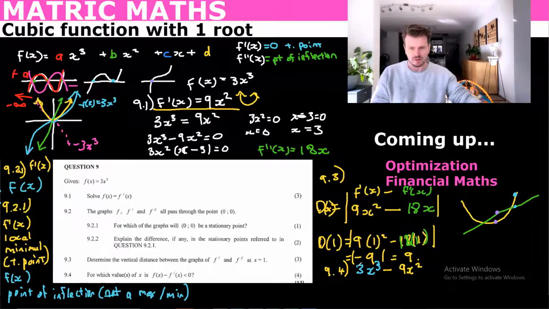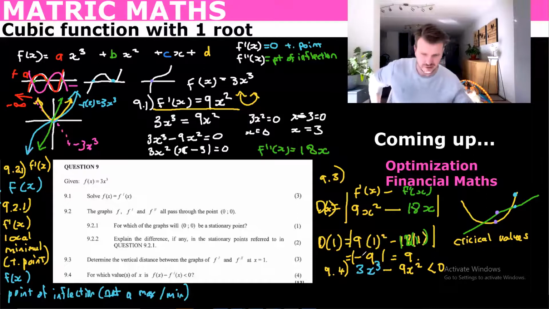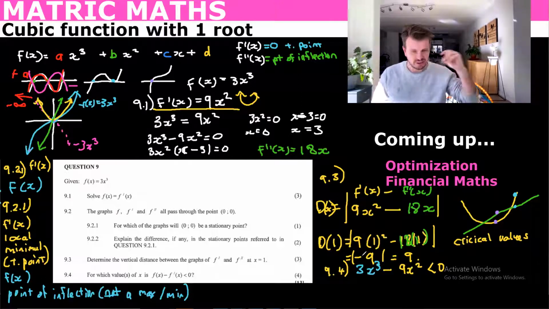And where it's greater than 0. So what I'm going to do is get the critical values, so all of the values. Critical values, so we're going to do it up here. We make it equal to 0. These are the values where the graphs will be equal, the critical values. And then either side of those will be greater than or less than.